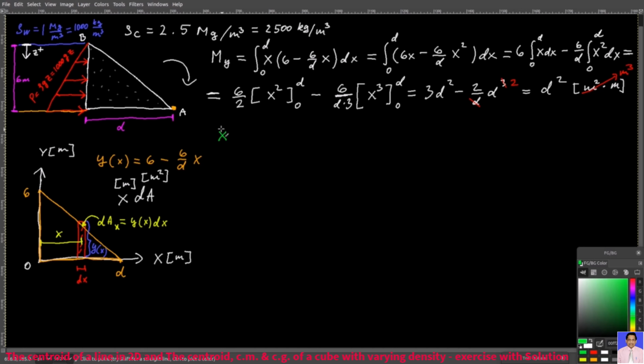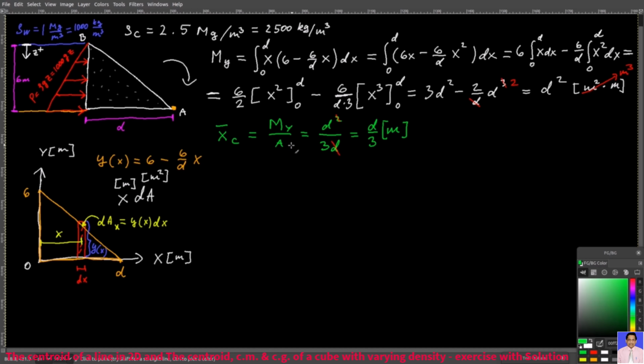And so in the end, x bar c equals My over A, d squared over 3d. The area was 3d. Then this d here gets cancelled out with this power, and you will be left with d over 3 meters. So that's x bar c.